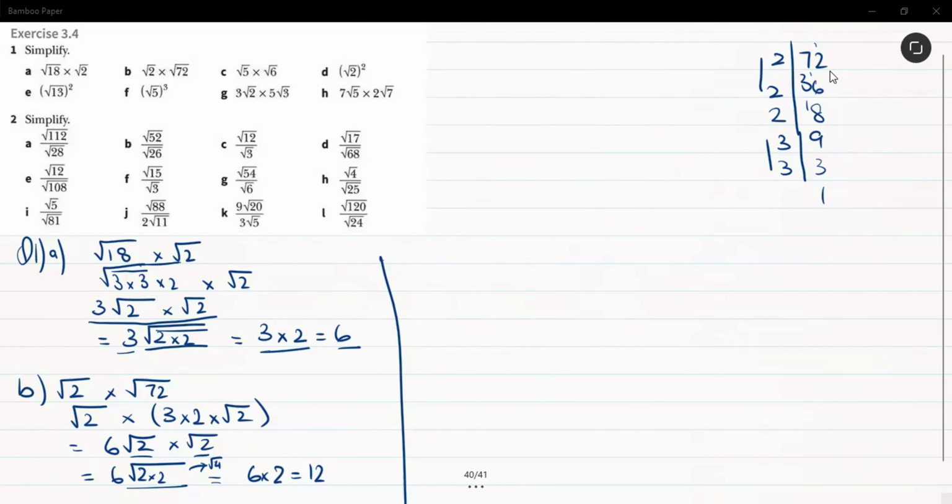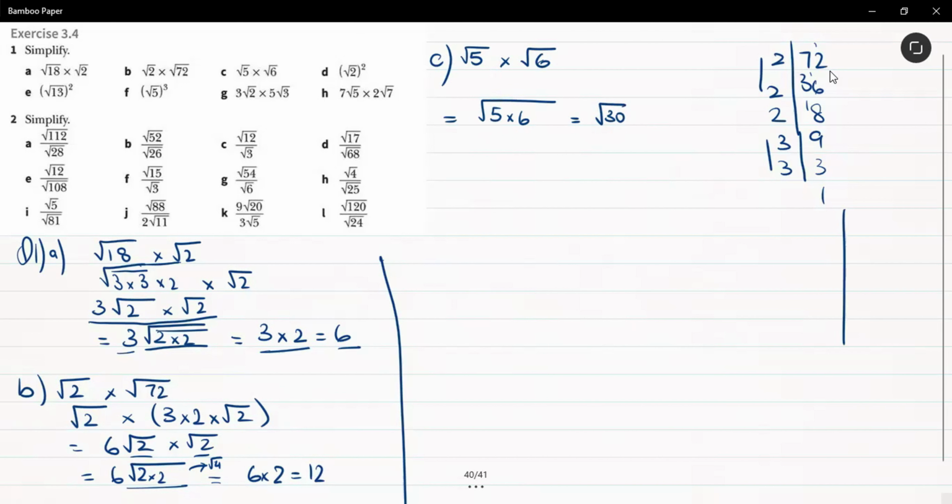Okay, so for part C, we are going to get under root 5 multiplied by under root 6. Again, I think we can get a simpler form, no, we cannot get a simpler form of under root 6. What we are going to do is just directly solve this. So 5 multiplied by 6 is under root 30. And I guess that's it. Under root 30, we cannot simplify this any further.